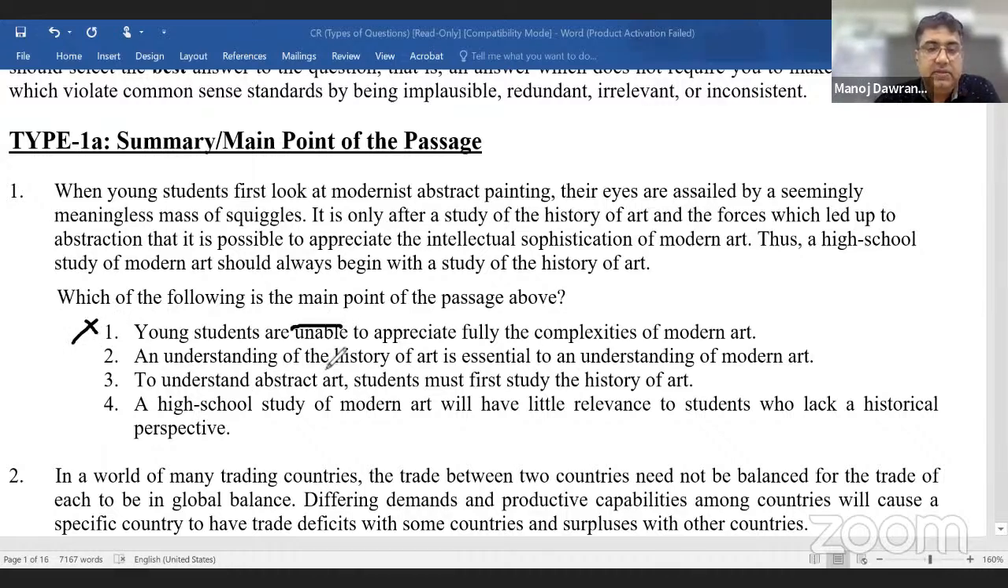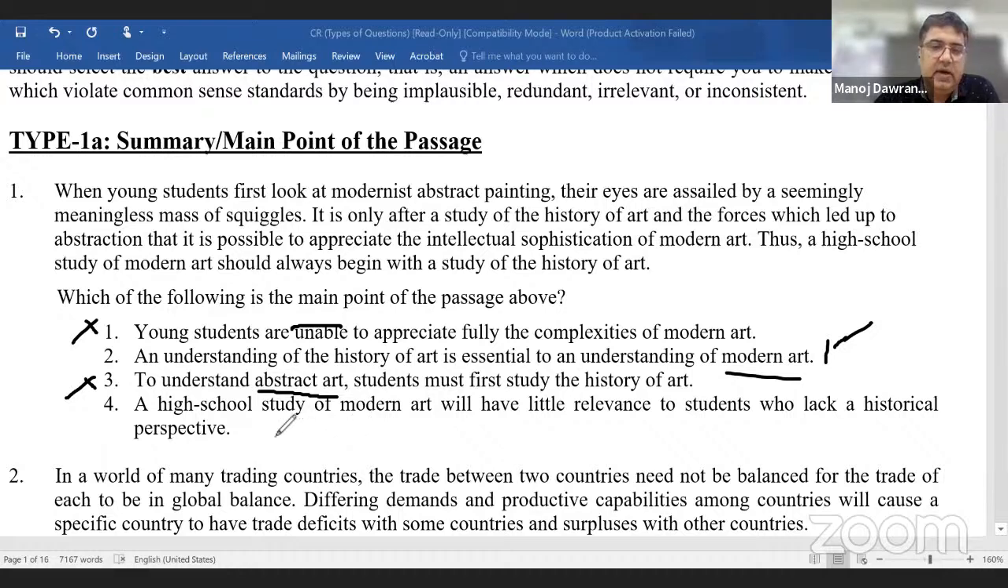And understanding of a history of art is essential to understand modern art. We don't have to understand modern art. Understand very clearly. It's saying understanding of history of art is important to understand modern art. What is missing here? Painting is missing. Third, to understand abstract art, we did not speak about abstract art. We spoke about modern art. We spoke about abstract painting. The term is different. It's confusing, right? We did not ask about abstract art.